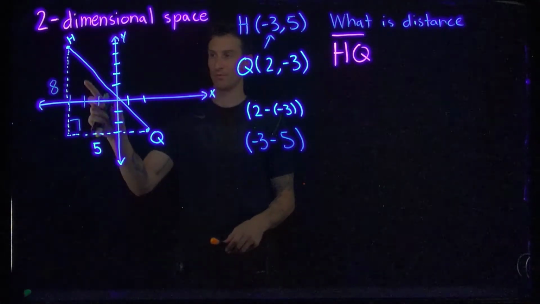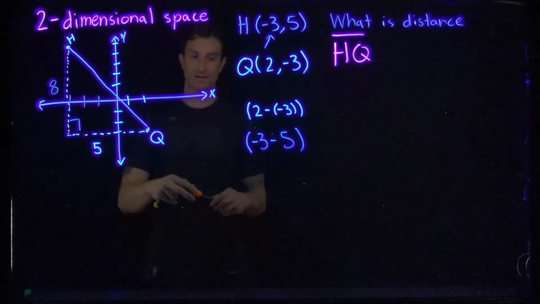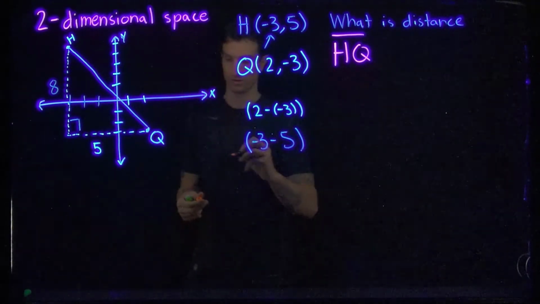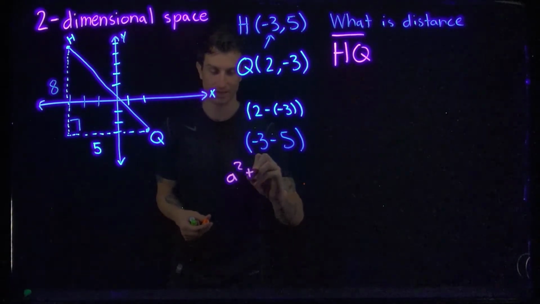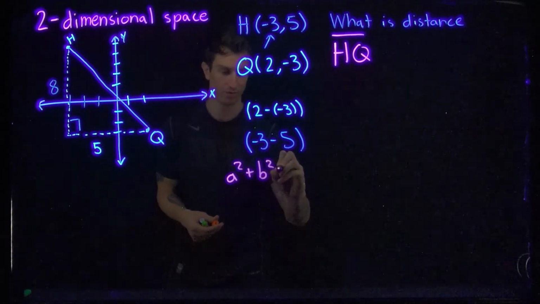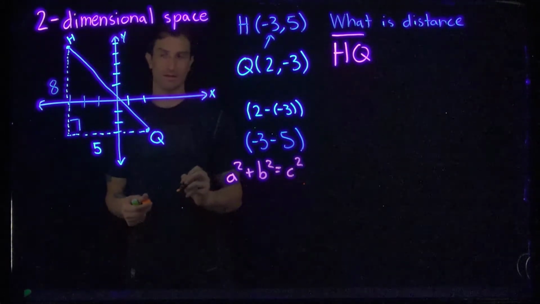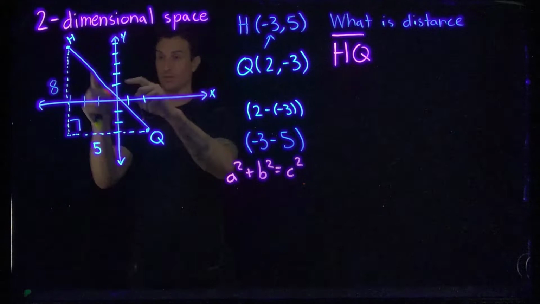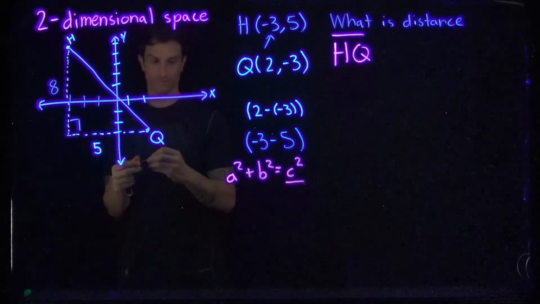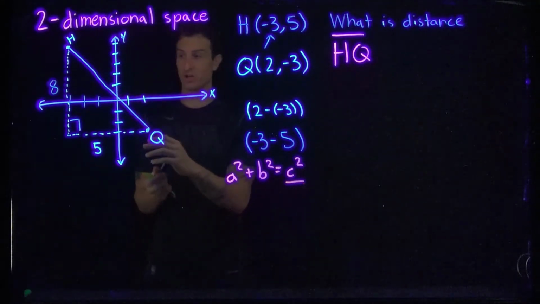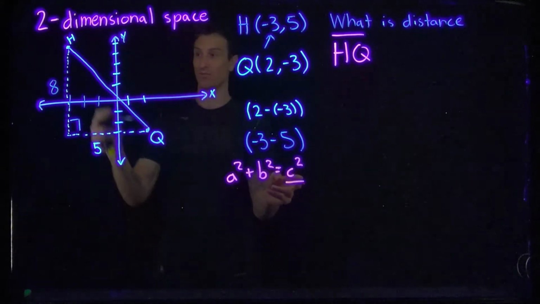So maybe we remember our equation for how we find the hypotenuse of a right triangle. We have that a squared plus b squared is equal to c squared, with the hypotenuse being c squared. So now we have all the information that we need, and we can at least solve for c squared.